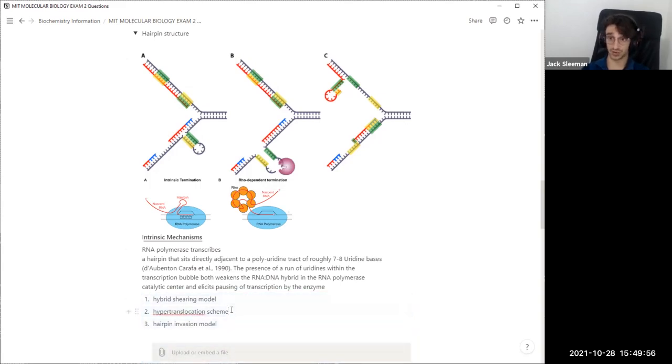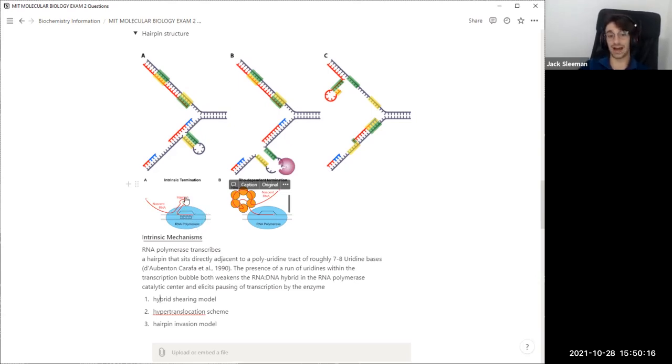Again, this is more trivia. You can look these up if you want. They were all thought of in the 1980s and so on. It doesn't seem like there's a set scheme for how the hairpin itself breaks out of the polymerase. Maybe there is. I don't know too much. I just read this last night, so whatever.